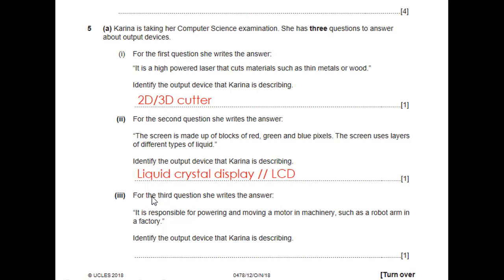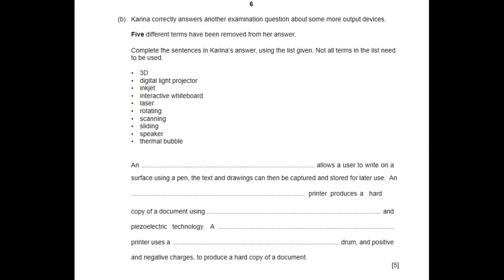This last question here, it is responsible for powering and moving a motor in machinery, such as a robot arm in a factory. So when we're talking about anything that moves something in computer science or makes a real world action or movement happen, they are called actuators. I like to think of them, or a way of remembering, is that they make something actually happen. So you would usually have a sensor, and that would go through a processor, and that would be connected to an actuator, something that would happen in the real world. This is quite a relatively easy question.